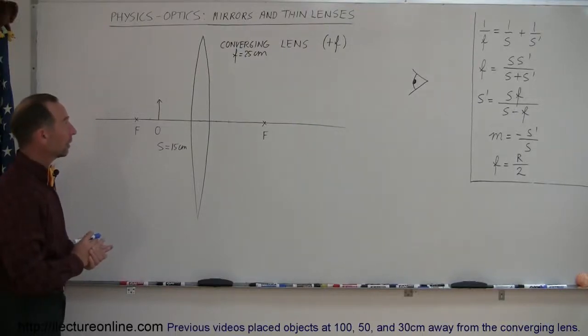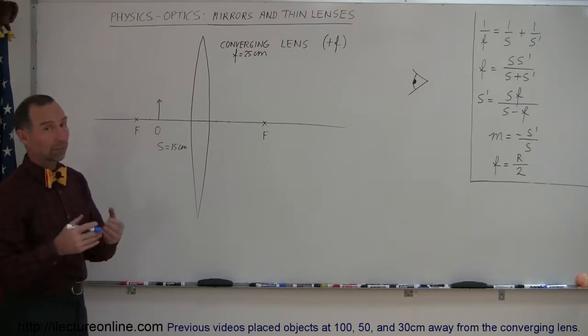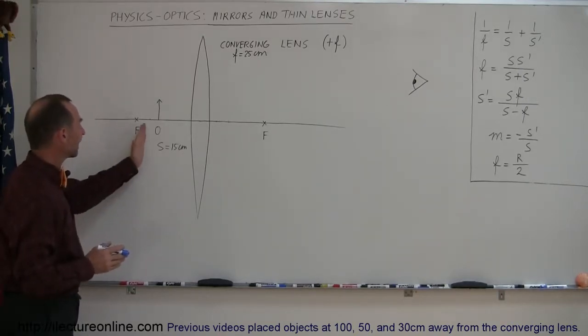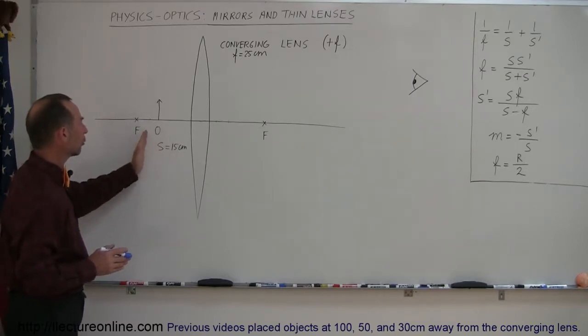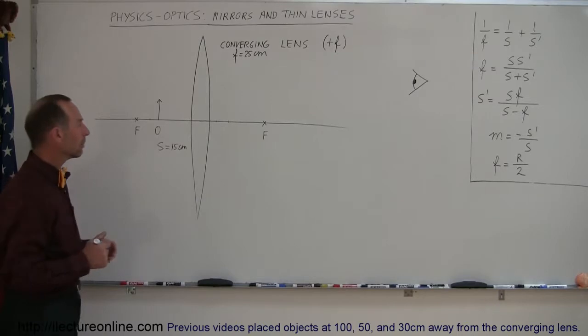Here's our next example. Again, we're still working with a converging lens. The focal length is 25 centimeters. It's a positive focal length because it is a converging lens. We have now placed our object inside the focal point, meaning closer to the lens than the position of the focal point. And so where will the image appear now?